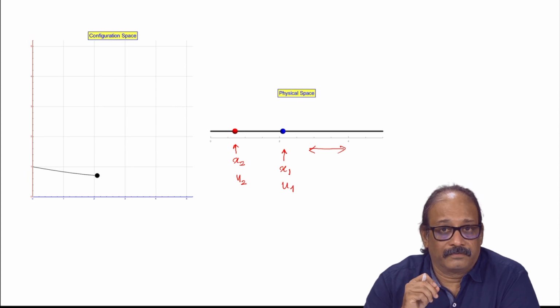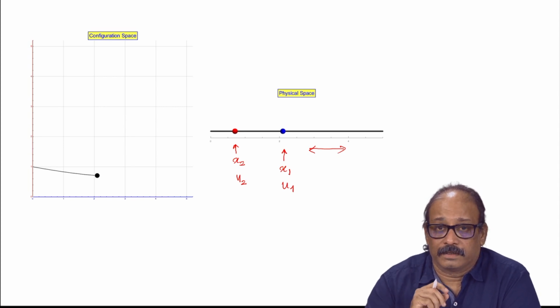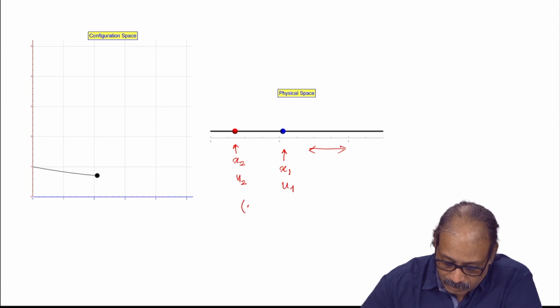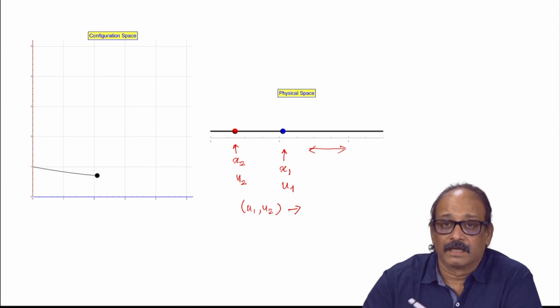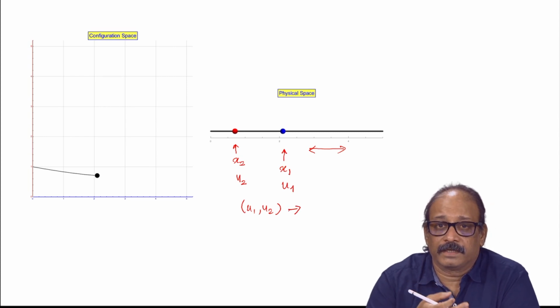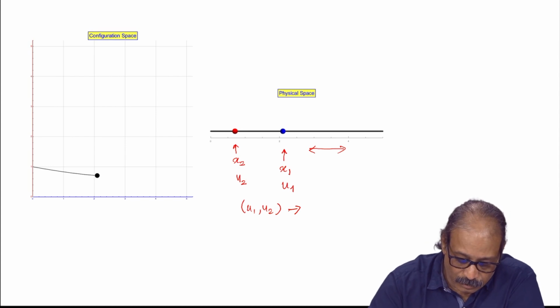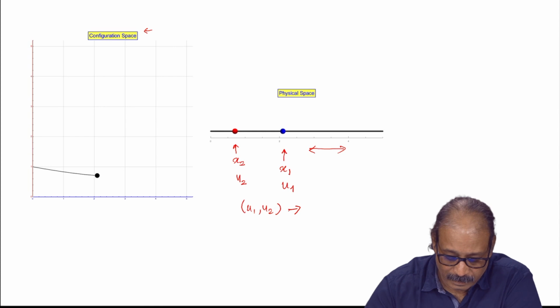Now, what is the configuration space here? That is going to be 2 dimensional, because now we have a pair of coordinates u1 and u2, and such pairs will form a configuration space. So, configuration space now is 2 dimensional. So, we have the configuration space shown here on the left side.